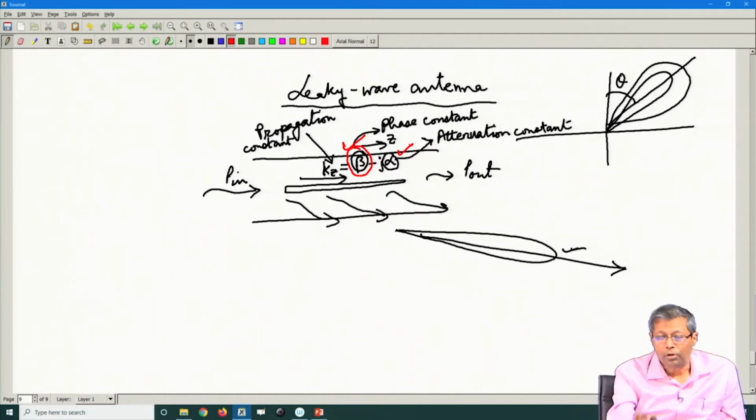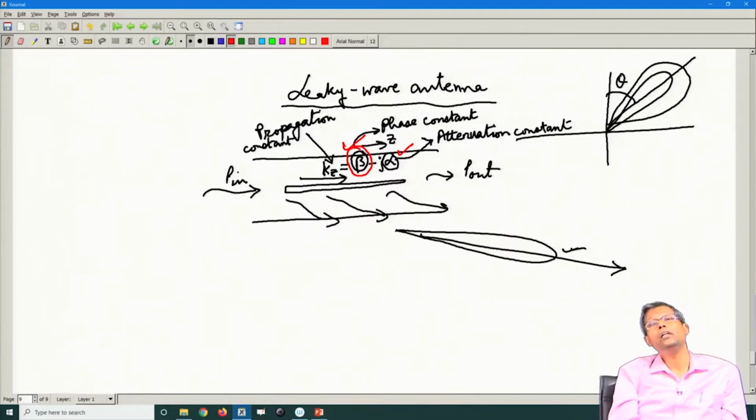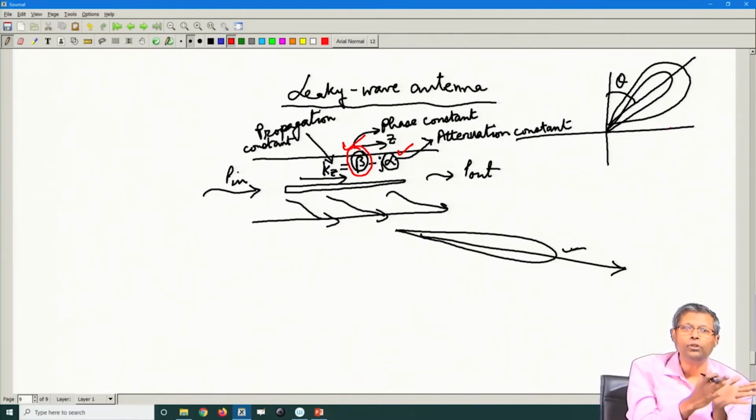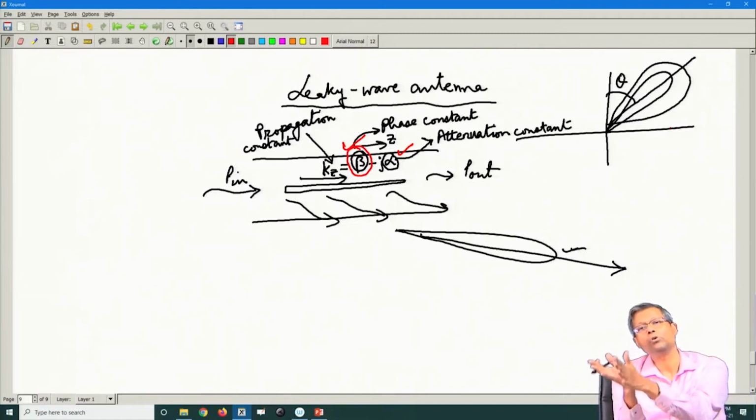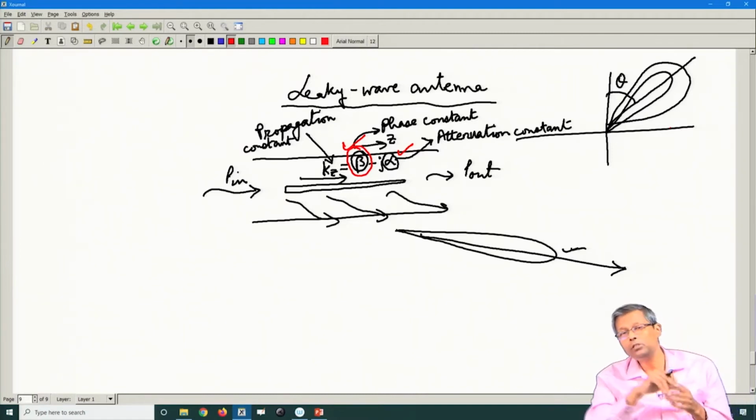Now, typically you see that this is a complex environment, because I would want, if possible, an independent control over the beam width or the directivity and the direction of the beam. Ideally, I would want a different set of parameters which will control my beam width and a different set of parameters which will control my directivity. Always this is not possible.